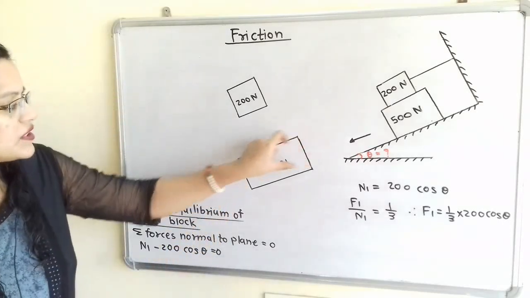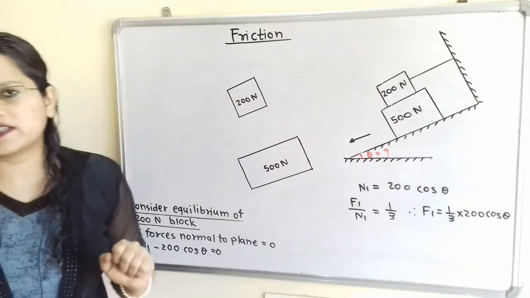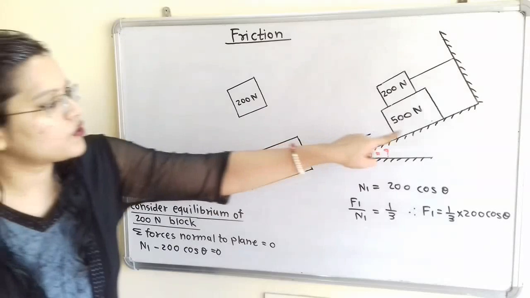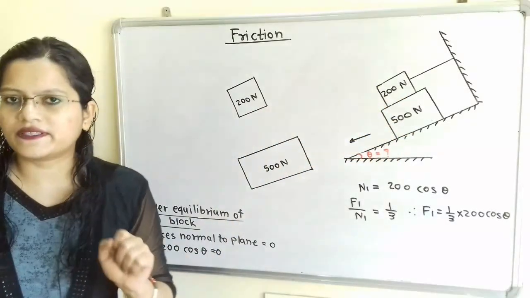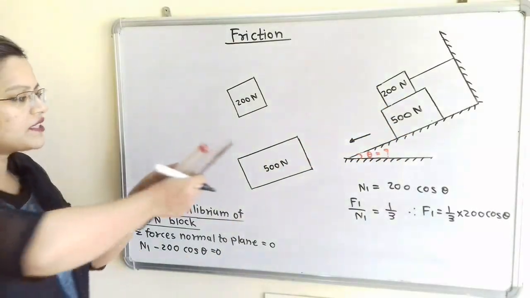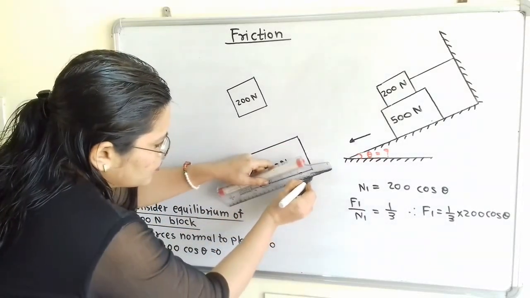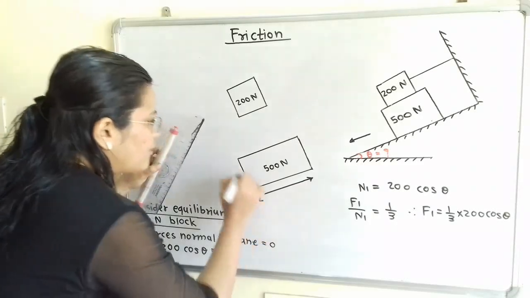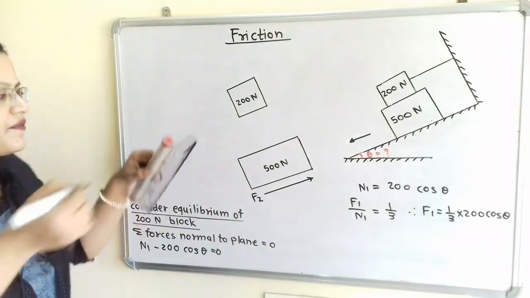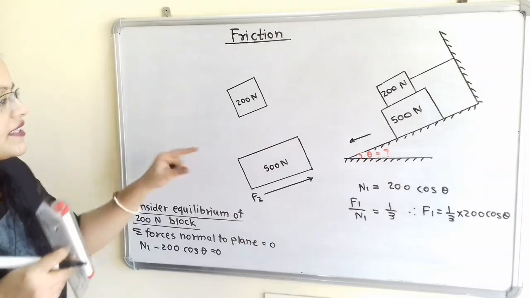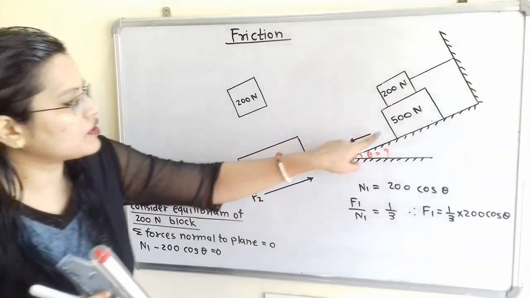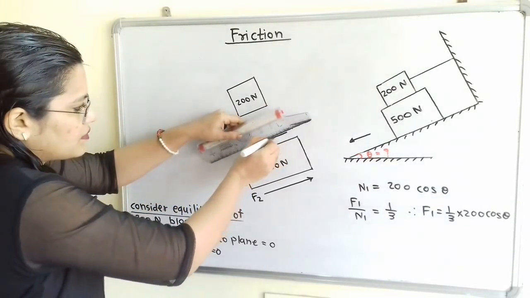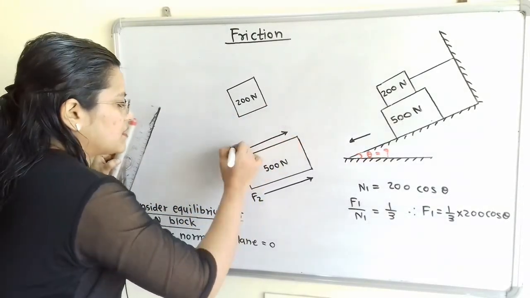So we have to show this 500 Newton block and 200 Newton block. Now we will show the frictional force, for the lower surface and for the upper surface. For the lower surface we will use the suffix 2, so I will show here frictional force F2. And for the upper surface we will use the suffix 1. The direction of the frictional force is the same because the motion is in the opposite direction. So we will show here, and this frictional force is F1.